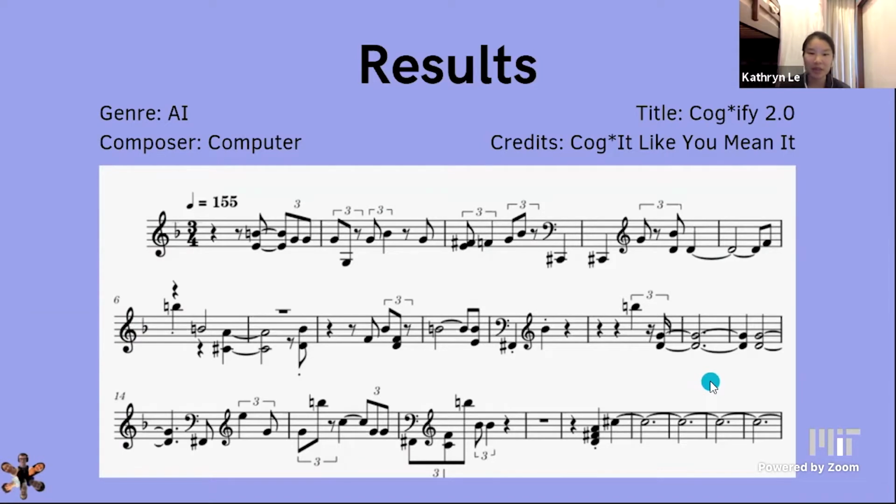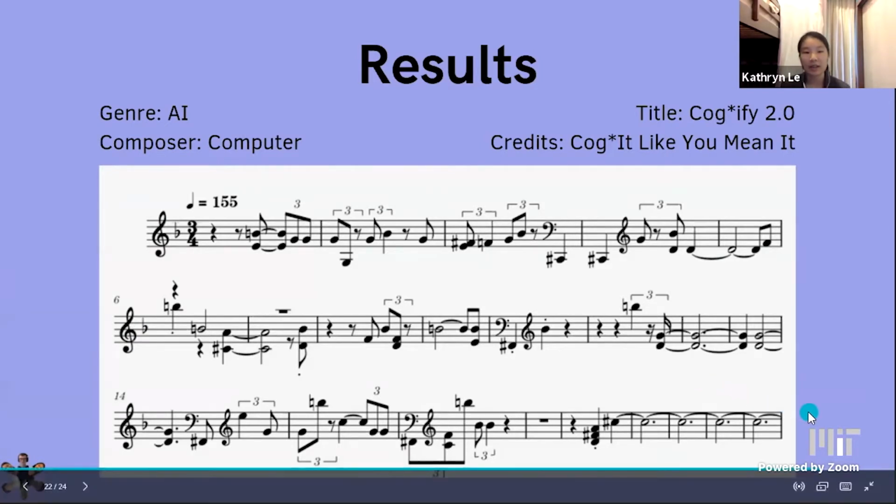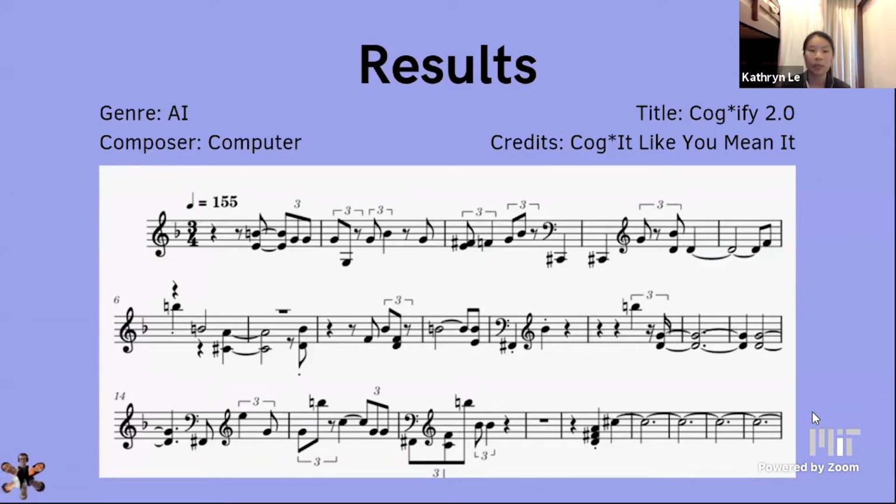Although it isn't the best music or the music you would hear on the radio, you can tell that the model is definitely picking up some patterns and nuances in its music. We also converted this music into piano sheet music, as you can see on the slide.